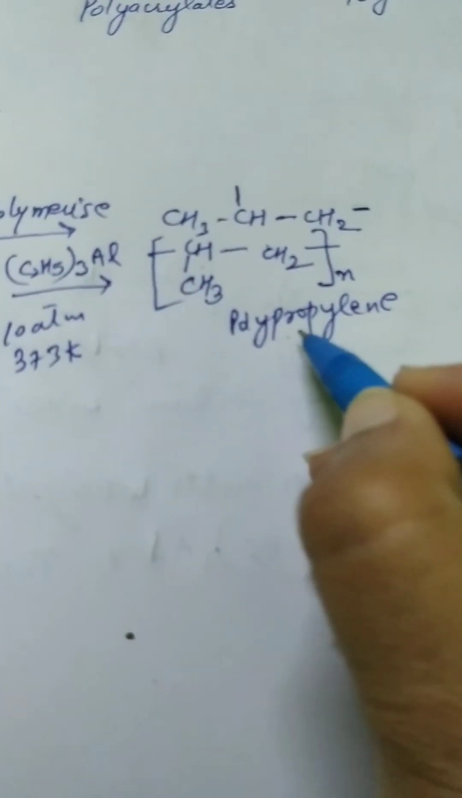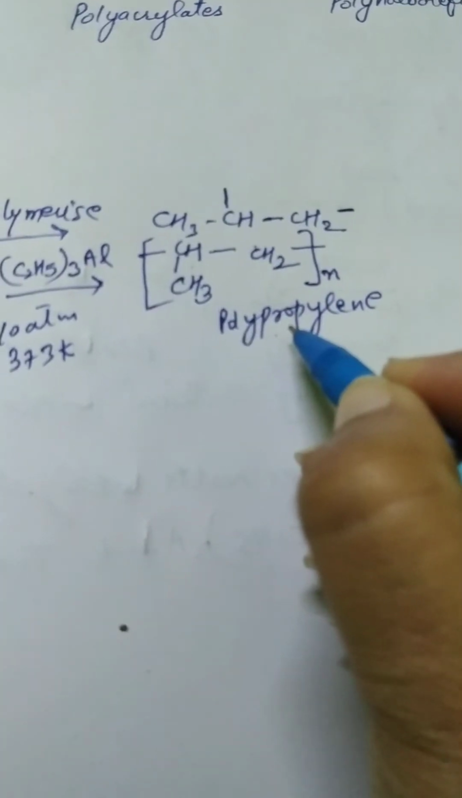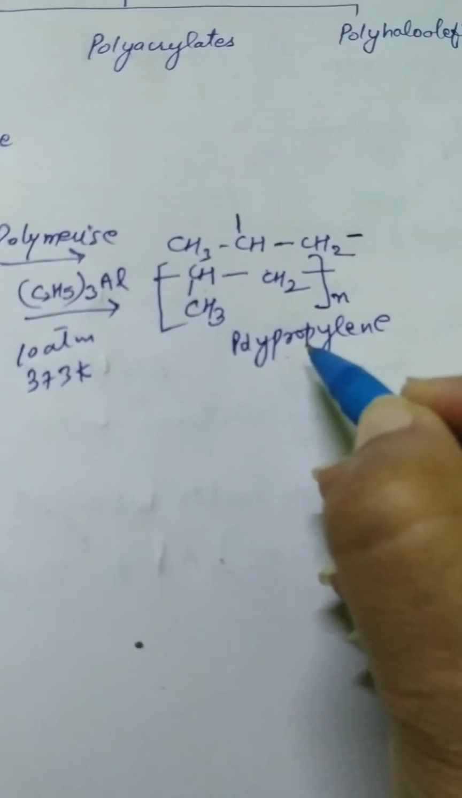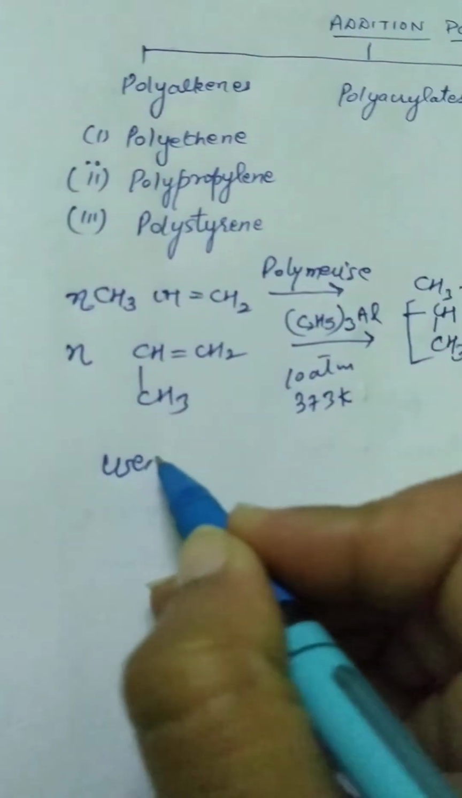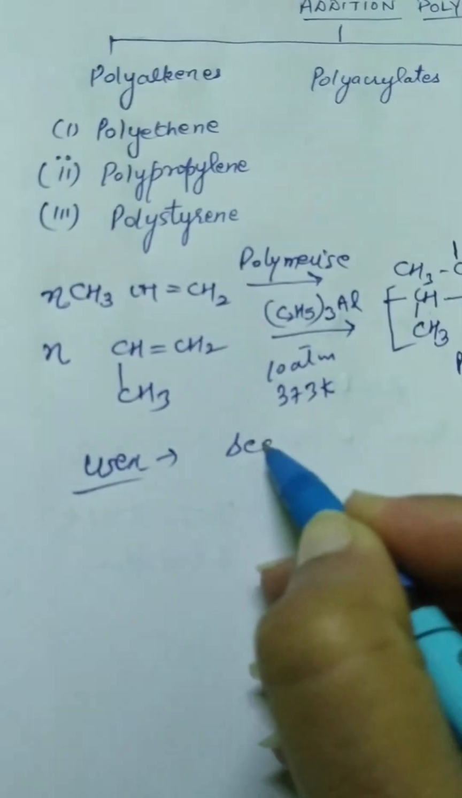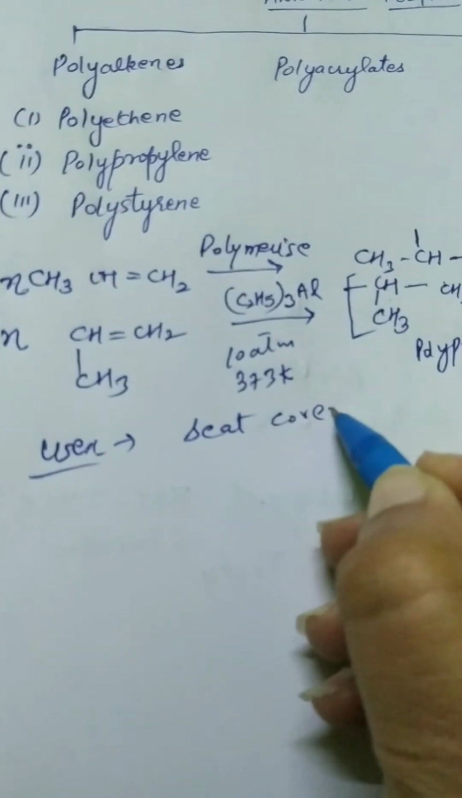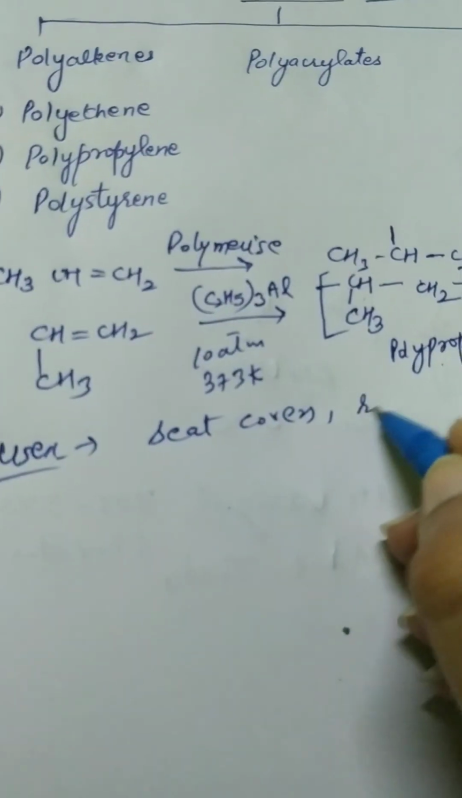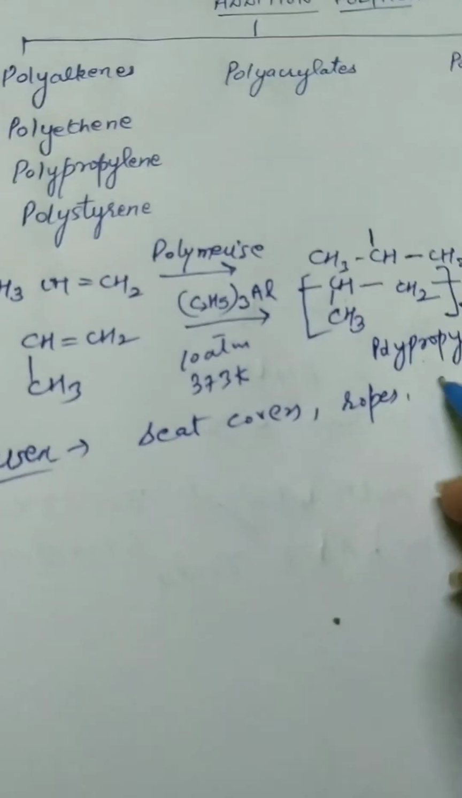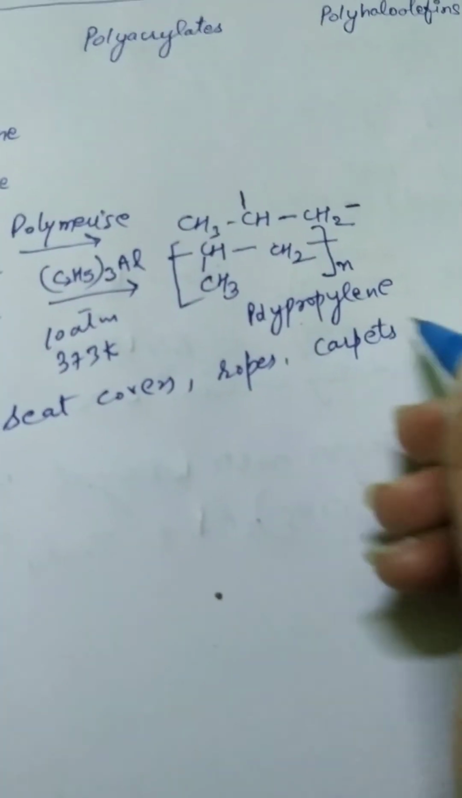What are the properties and uses? It is harder and tougher than polythene. So it is being used for making seat covers, carpets, and of course robes.